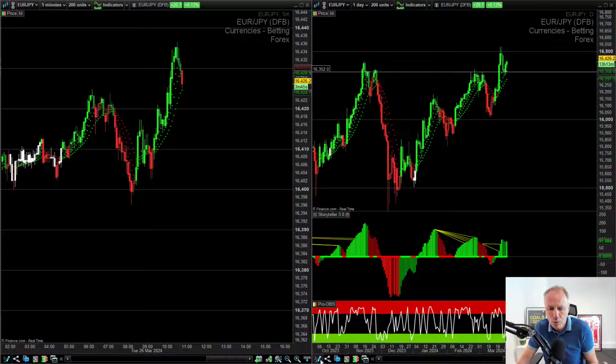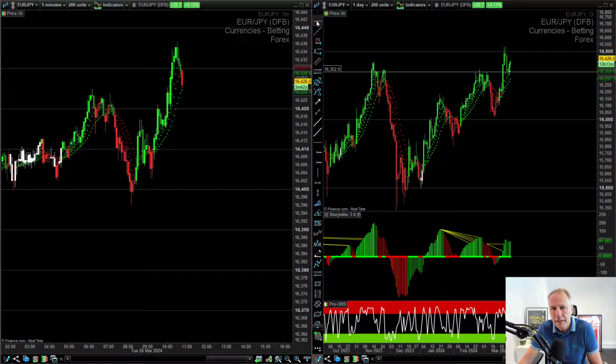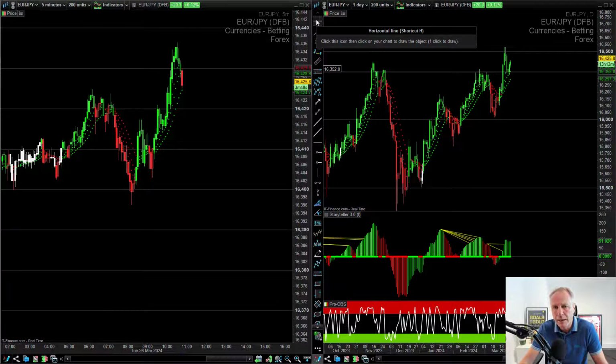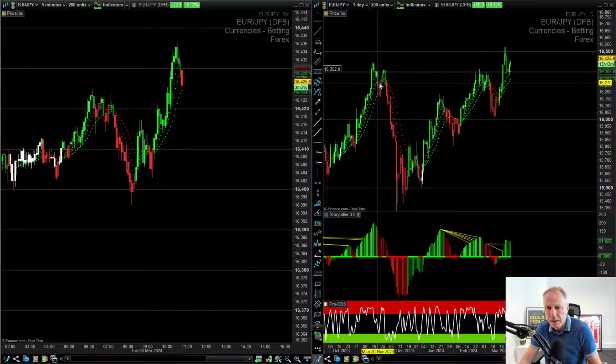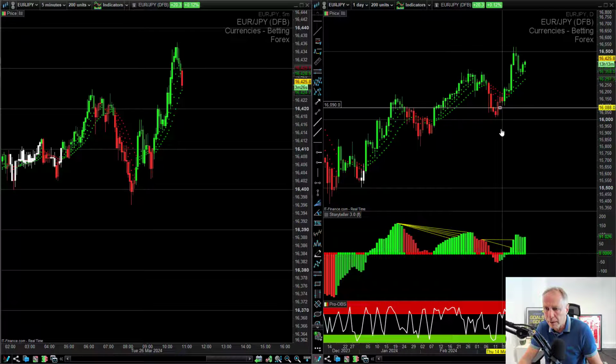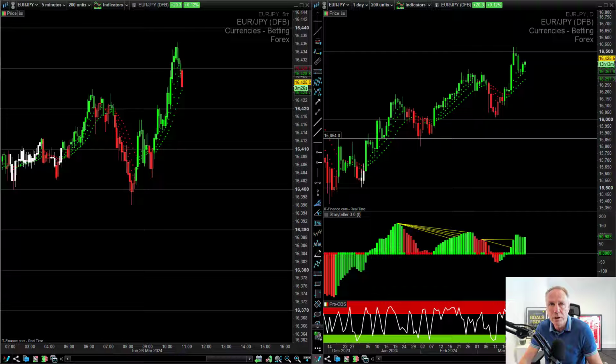There's a tool in your charting platform. It's a horizontal line. Go and find it, because that for me is very good for telling you where support and resistance is on a chart. So if you go with that horizontal line, let's have a little look at what happened here. So from a technical point of view, the euro yen broke higher with momentum, broke out, okay? Then it had a pullback.